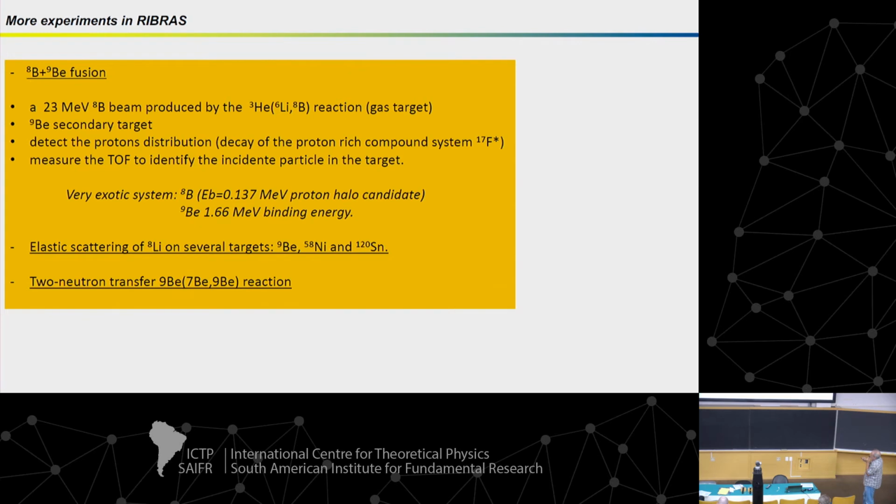Another elastic scattering that we are doing is lithium-8 with several targets. Lithium-8 is an A equal to 8 nucleus. There are no stable nuclei with mass 8. So this is a gap in Big Bang nucleosynthesis, A equal to 5 and A equal to 6 to 8. There is this gap. So there are two bound nuclei with mass 8, lithium-8 and boron-8. So with this kind of measurement, we can study the nuclear potential of A equal to 8, and also neutron transfer reactions.